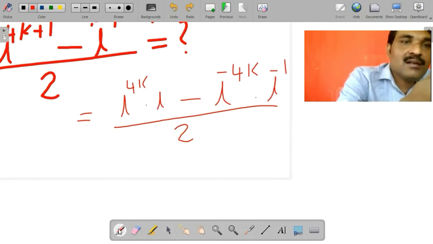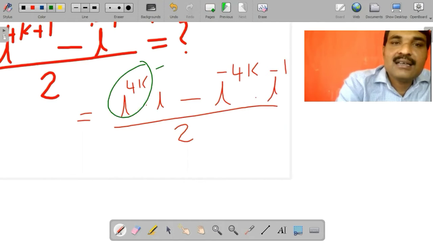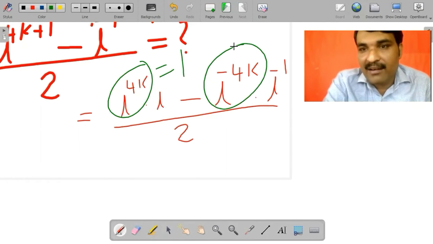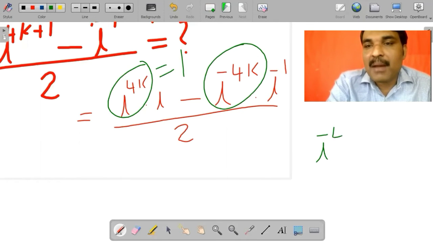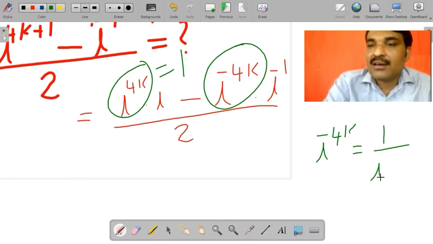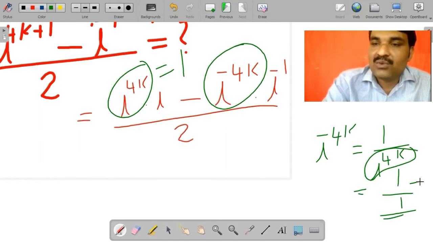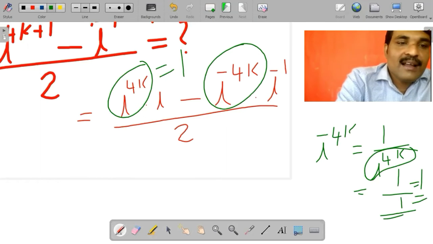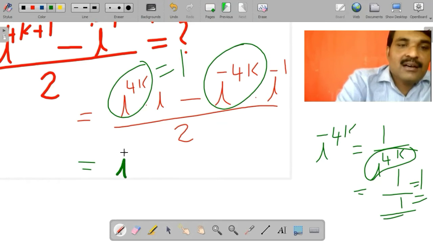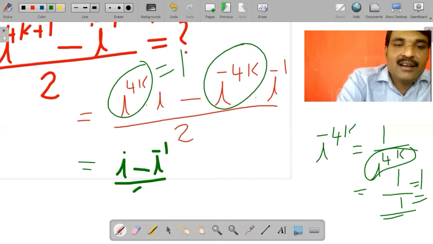Okay. Iota raised to 4k is equal to 1. What is iota raised to minus 4k? That also is equal to 1. We can write iota raised to minus 4k is equal to 1 divided by iota raised to 4k, that is 1 by 1, that is equal to 1. Okay. So we can write this is equal to iota minus iota raised to minus 1, divided by 2.